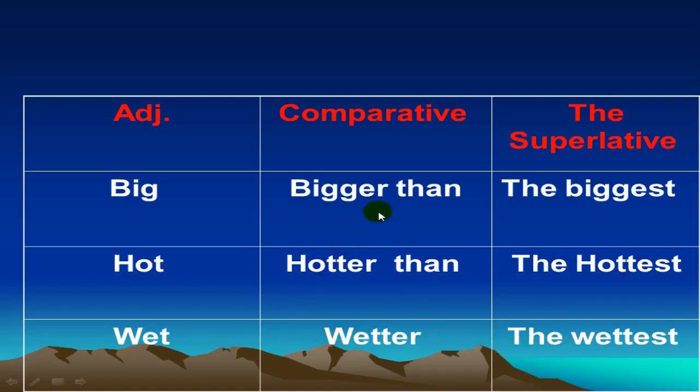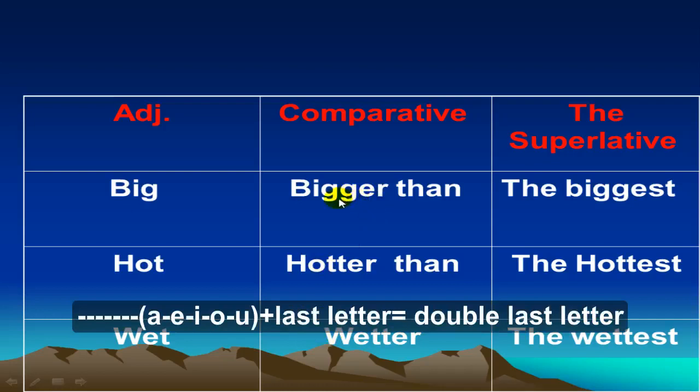So here we double the last letter: bigger, hotter, wetter, double T; biggest, double G; hottest, double T; wettest, double T.